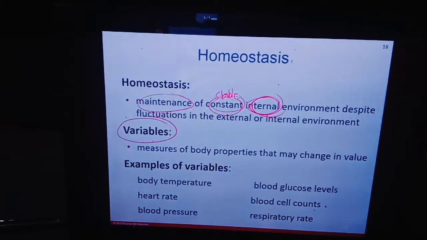So you will sweat. Heat is lost as sweat evaporates off your skin. Sometimes, when it's hot, you may have redness too. What happens to your blood vessels is they dilate, becoming wider to get rid of that particular heat, and then your temperature goes down. That's how homeostasis works. It's maintaining a stable internal environment despite the fluctuations of the external or internal environment.